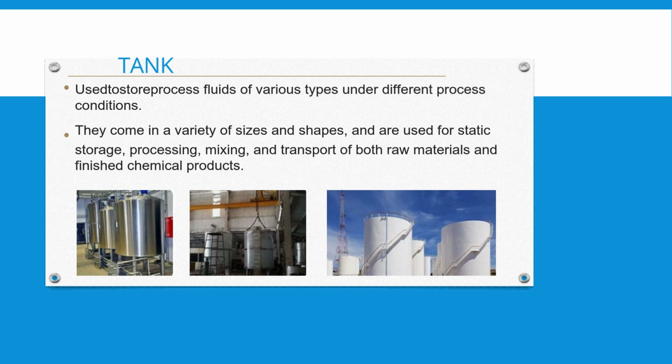The final equipment for discussion is tank. Tank is used to store process fluids of various types under different process conditions. They come in a variety of sizes and shapes, and are used for static storage, processing, mixing, and transport of both raw materials and finished chemical products.